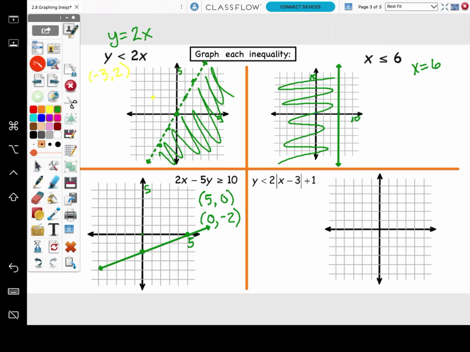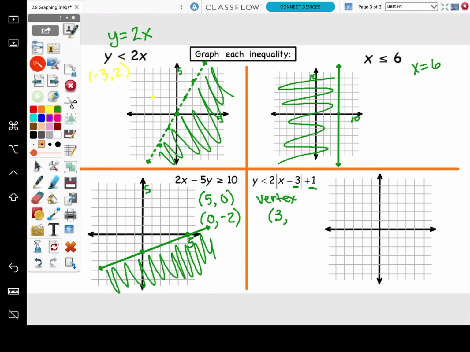Again, this one does not go through the origin, so I'm going to go ahead and just use that origin as my test point. And that gives me 0 minus 0, which is 0, greater than or equal to 10, false statement, so I can't cover that up. I jump across the line and shade down over there. All right. The last one reviews graphing absolute value functions, so we want to keep in mind where the vertex is.